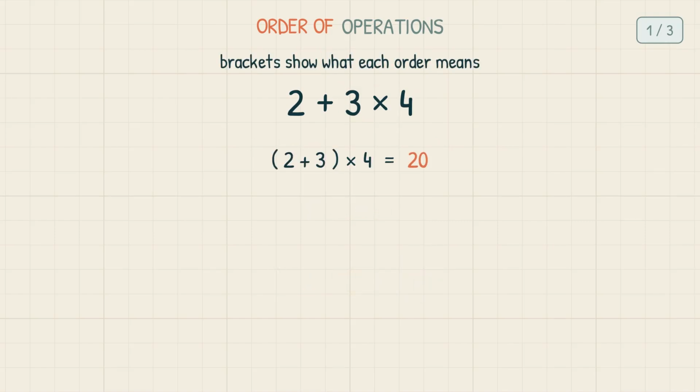Going left to right secretly adds first. In brackets, 2 plus 3 times 4, that's 20. But the times sign binds 3 and 4 into one quantity. The real sum is 2 plus, in brackets, 3 times 4, 14.